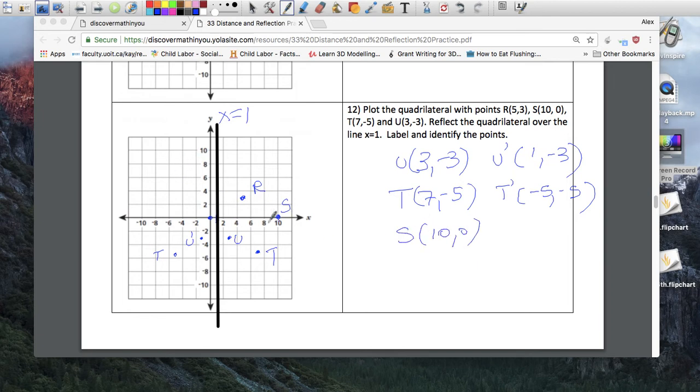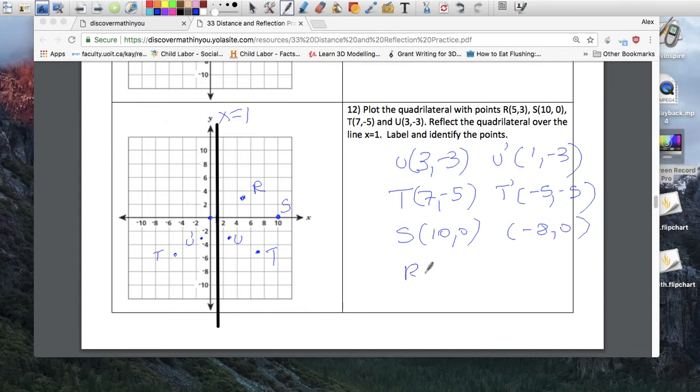Right? But how far is S away from this x equals 1? We're going to count by 2. So it's 2, 4, 6, 8, 9. So I got to count 9 boxes. 1, 3, 5, 7, 9. It's going to be negative 8 and 0.